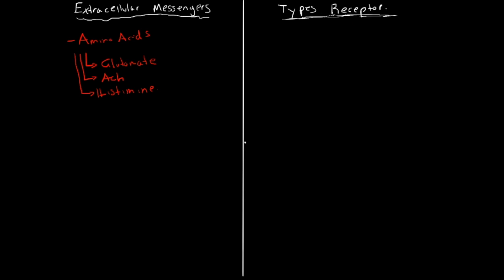You could also see something like nitric oxide, or just any type of gas really. So NO, carbon monoxide. Then you might see some nonpolar molecules that have 20 carbons and they're derived from a fatty acid, and they're called eicosanoids. So I will write that out here.